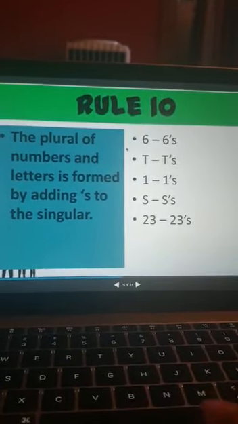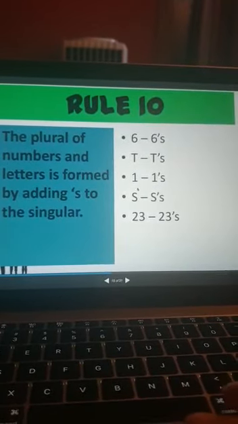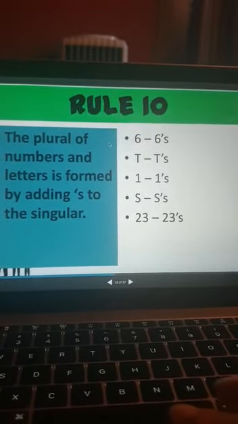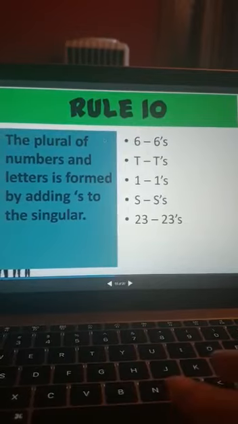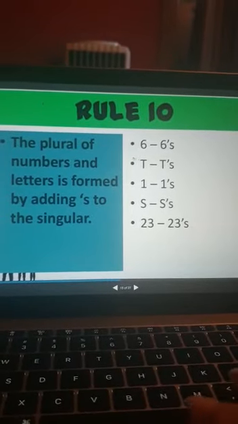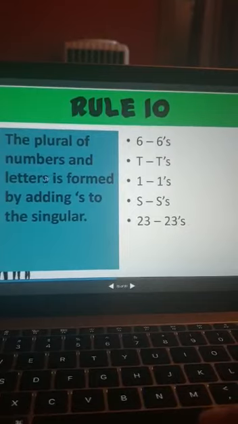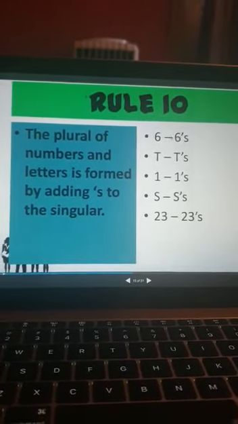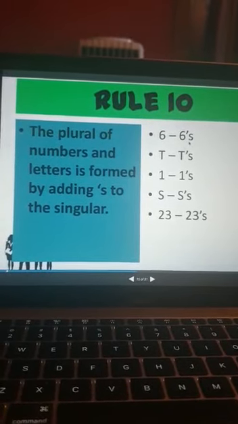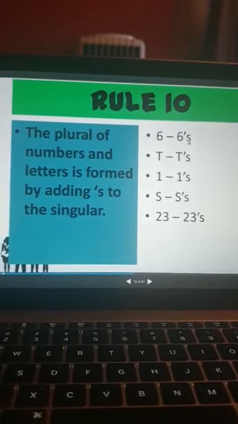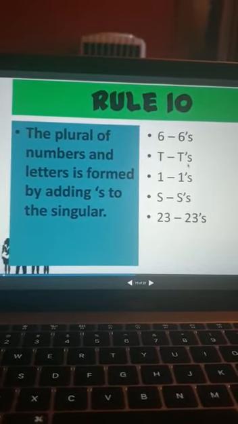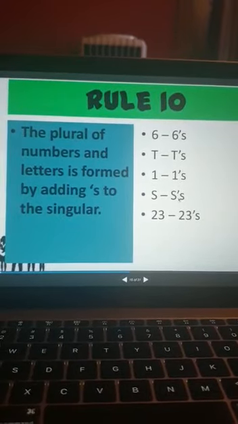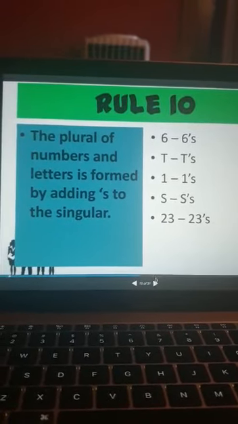And rule 10, where we have digits or numbers or just letters. Okay, there are, mind your t's. See, here we are using t's. Mind your sixes. The plural of numbers and letters is formed by adding apostrophe s to the singular. Here we are using apostrophe, like 6 becomes 6's. He hit many sixes, like this. T becomes t's. 1 becomes 1's. 23 becomes 23's.